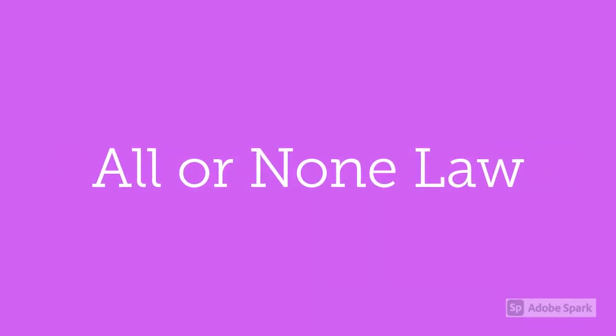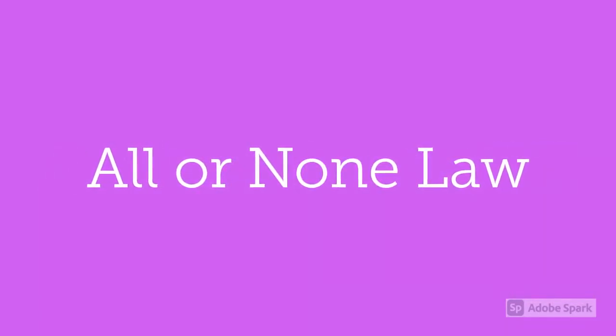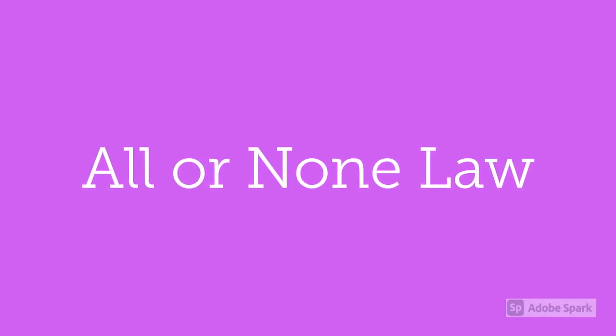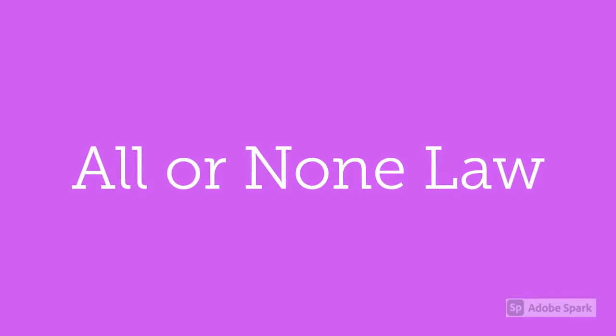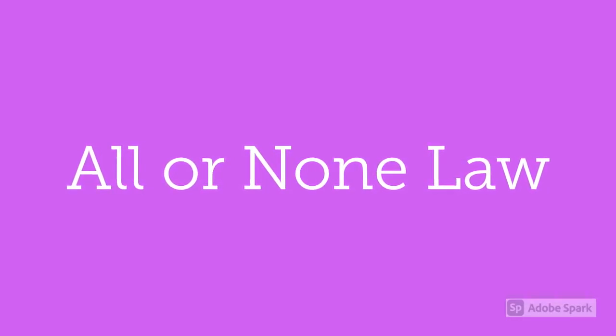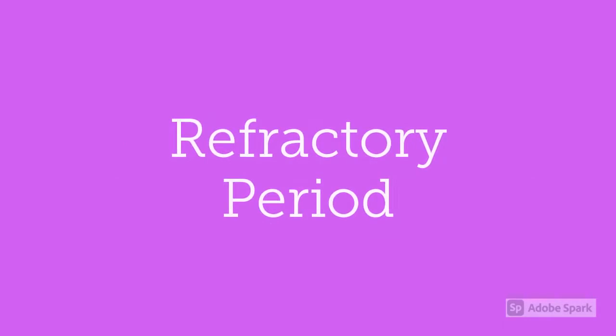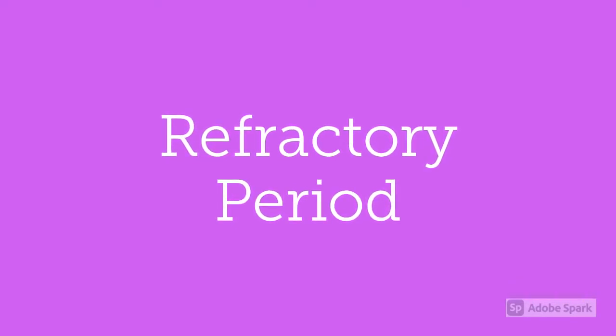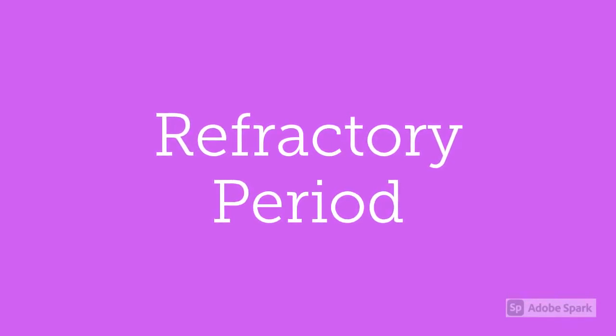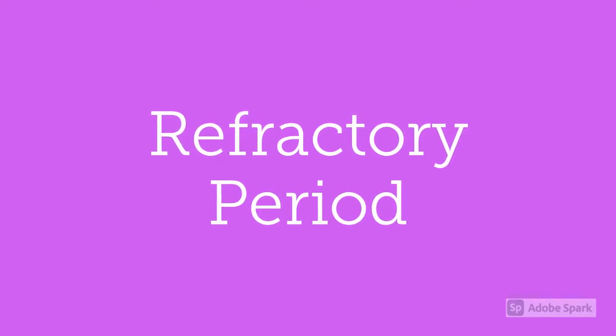The all or none law is the principle that either a neuron is sufficiently stimulated and an action potential occurs, or a neuron is not sufficiently stimulated and an action potential does not occur. Following the action potential, a refractory period occurs, during which the neuron is unable to fire. During this thousandths of a second or less, the neuron repolarizes. That is, it reestablishes the resting potential conditions.